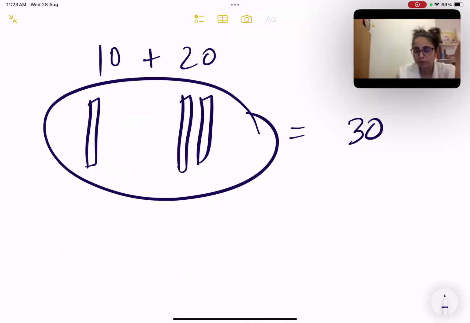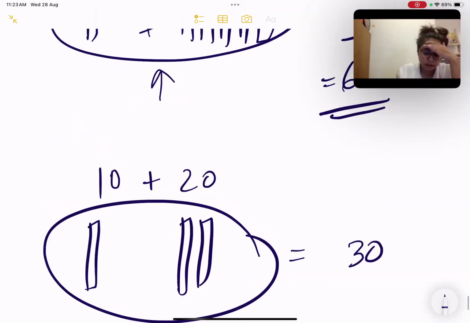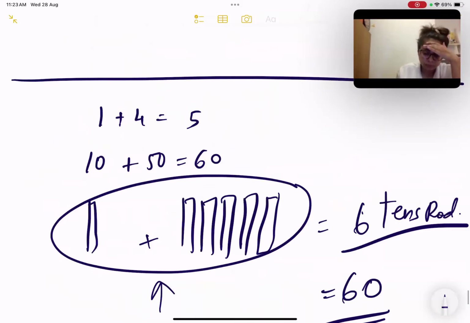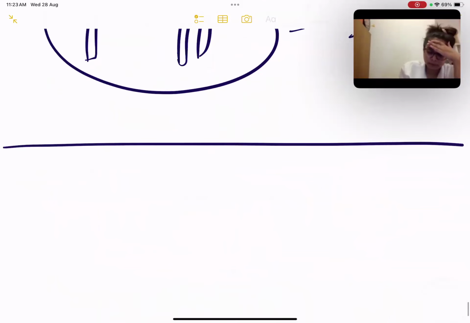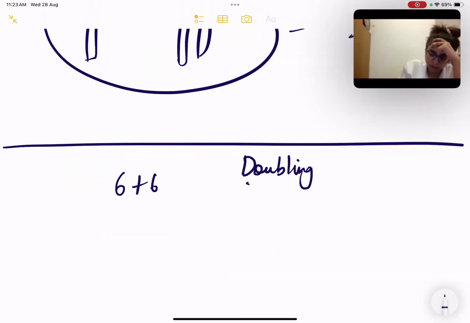For some kids, it's naturally present there. So coming back to addition of numbers whose sum is beyond 10. So 6 plus 6. Now, the doubling concept is also something that has to be learned by heart, that 1 plus 1 is 2, 2 plus 2 is 4, etc.